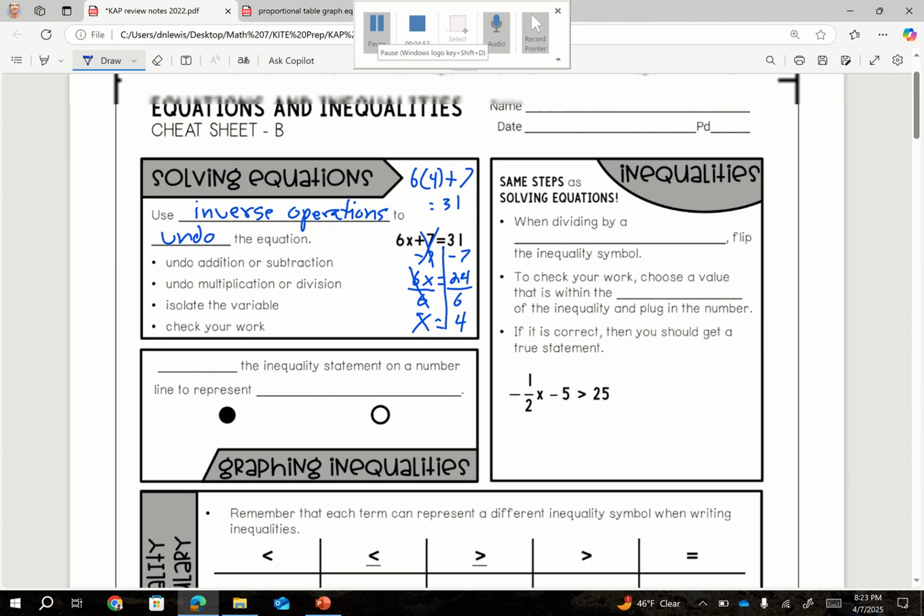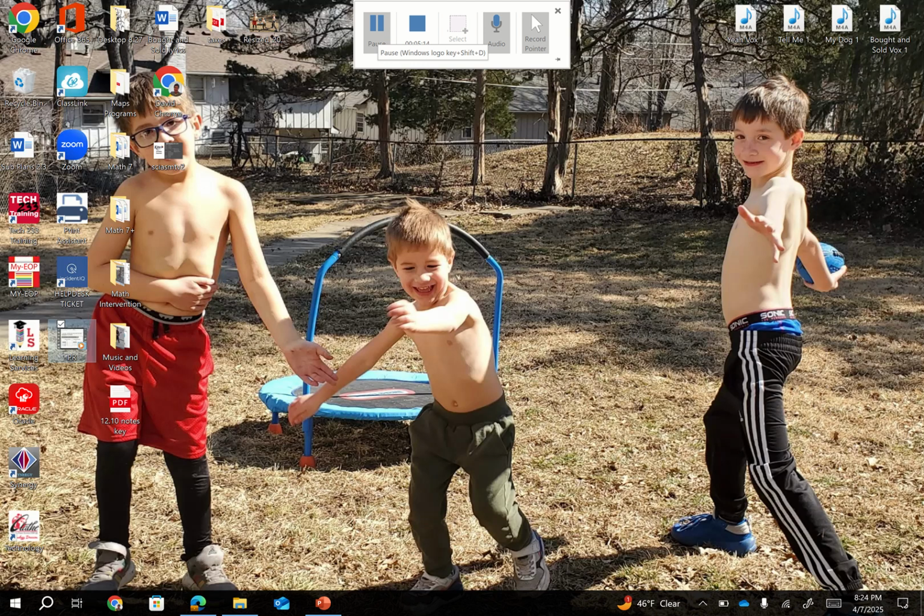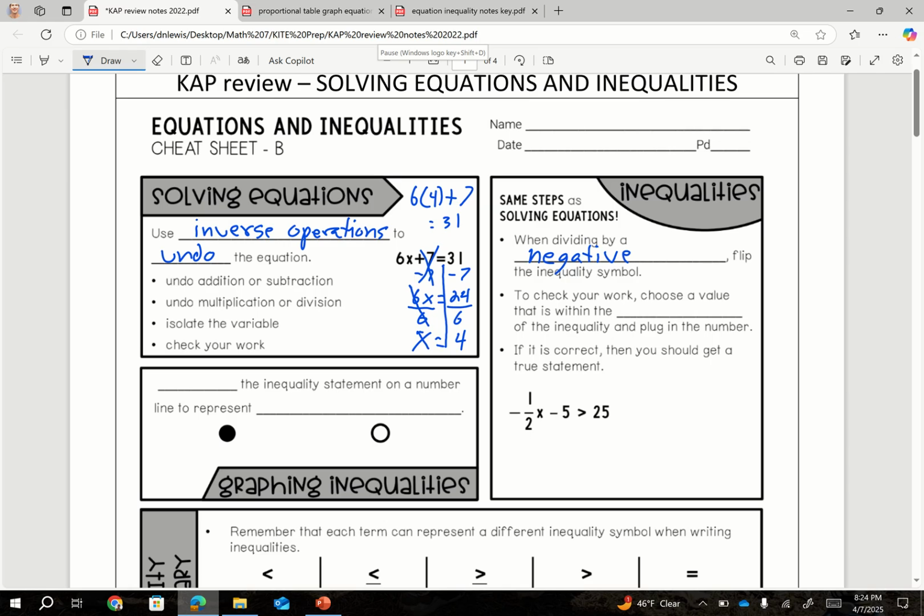Okay, now we'll go back up and talk about inequalities. So our first thing we're going to remember, whenever we divide by a negative or multiply by a negative, we flip the sign. We're going to flip the inequality symbol. To check your work, choose a value that is within the range, we'll talk about that later, of the inequality and plug in the number. If it is correct, then you should get a true statement.